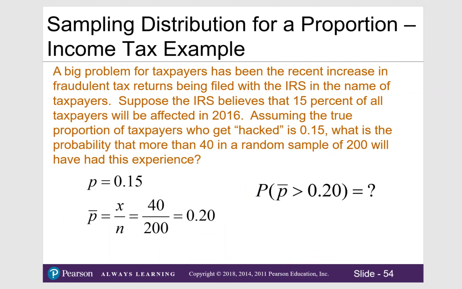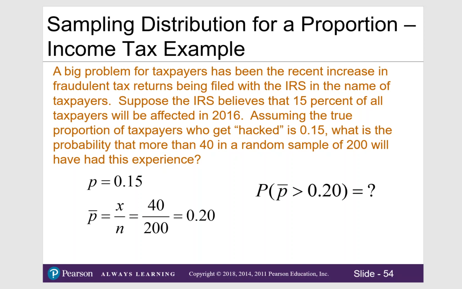Alrighty, let's take a look at another example. A big problem for taxpayers has been the recent increase of fraudulent tax returns. So the IRS is, in the name of all taxpayers, going to take a look at the proportion of those affected back in 2016.